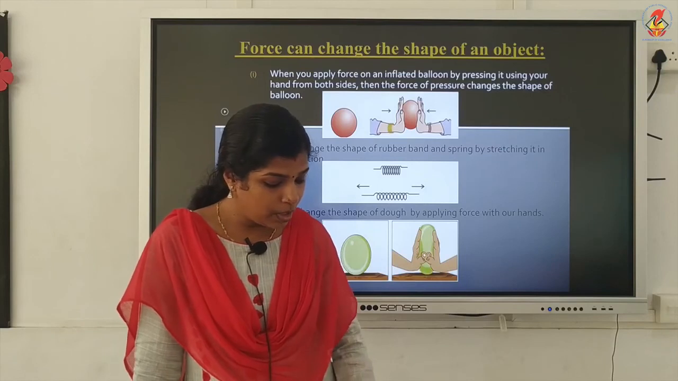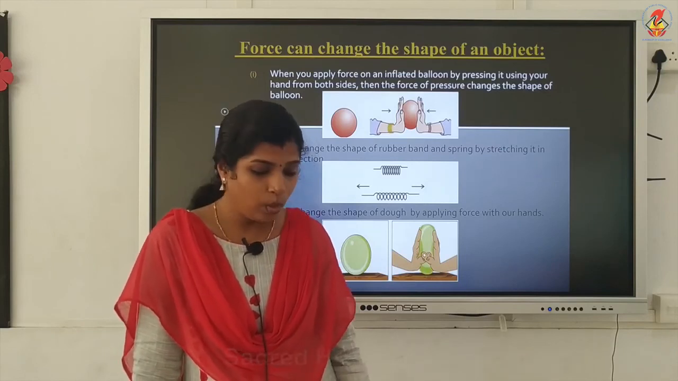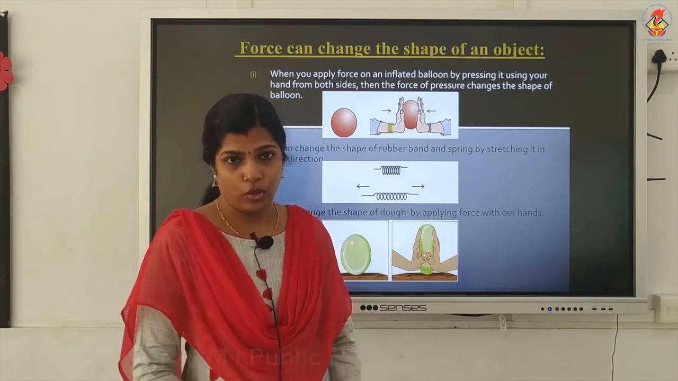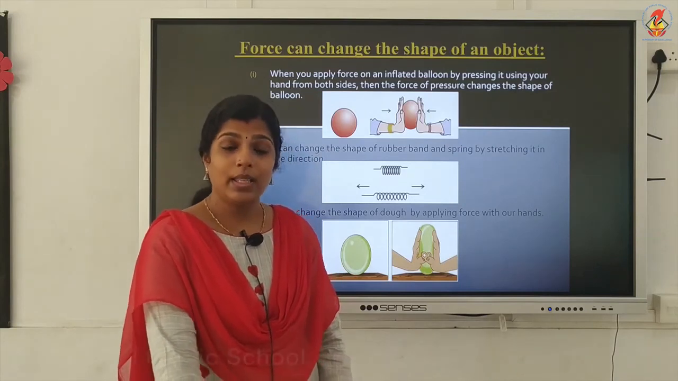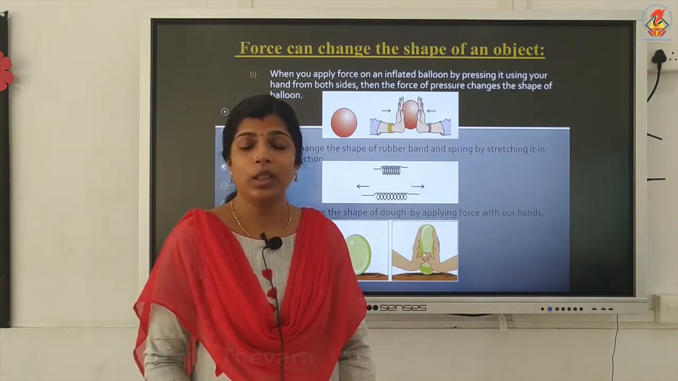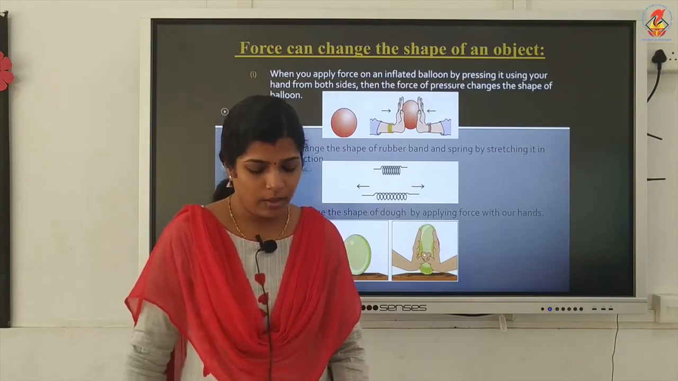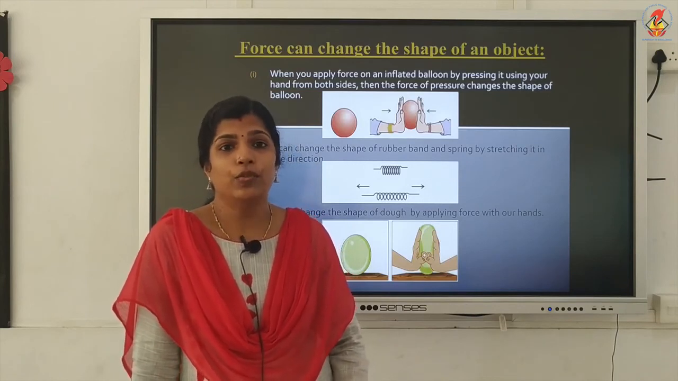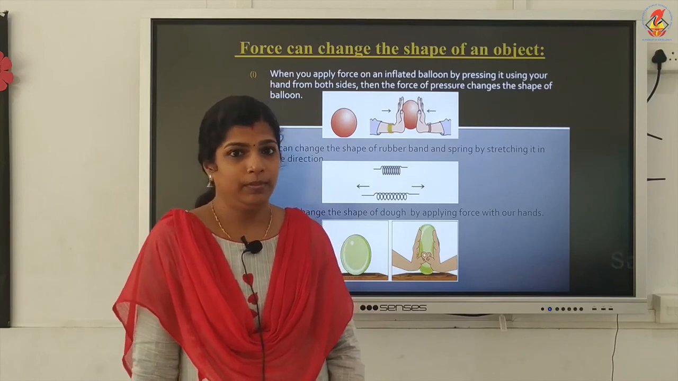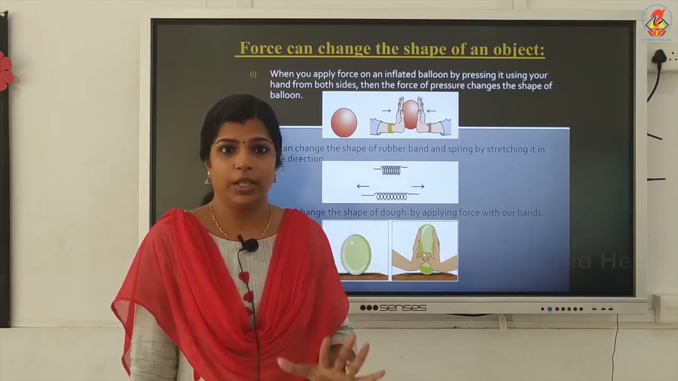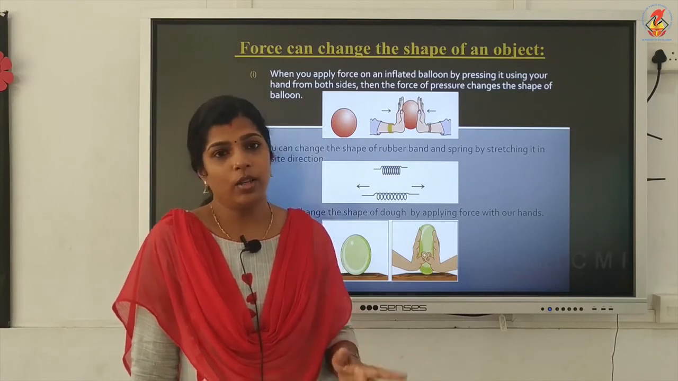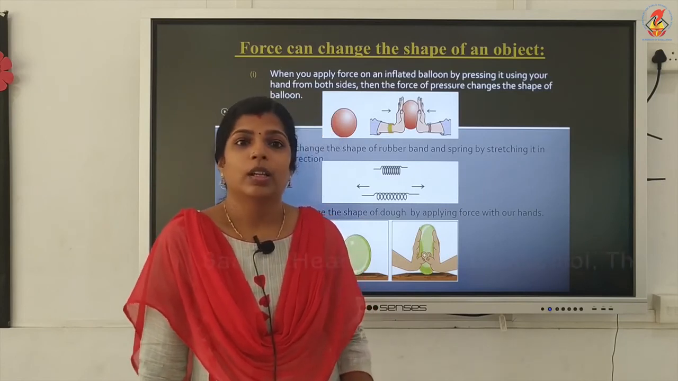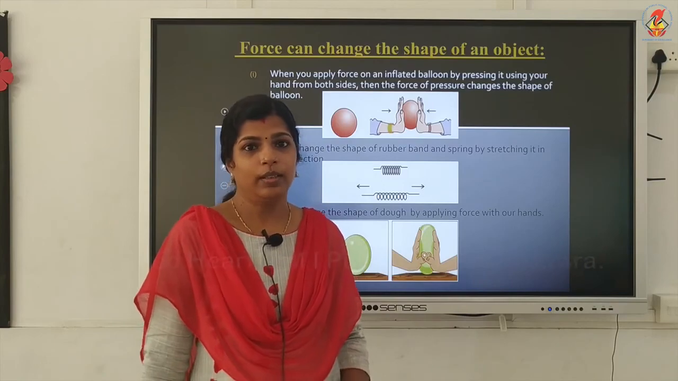Okay, just underline those points in your textbook, page number 134, and write a question there. What are the effects of forces, or explain the effects of forces with example. Two examples each you have to write. Okay. That question you have to write in your notebook and write the answer after studying this topic. Okay. Thank you.